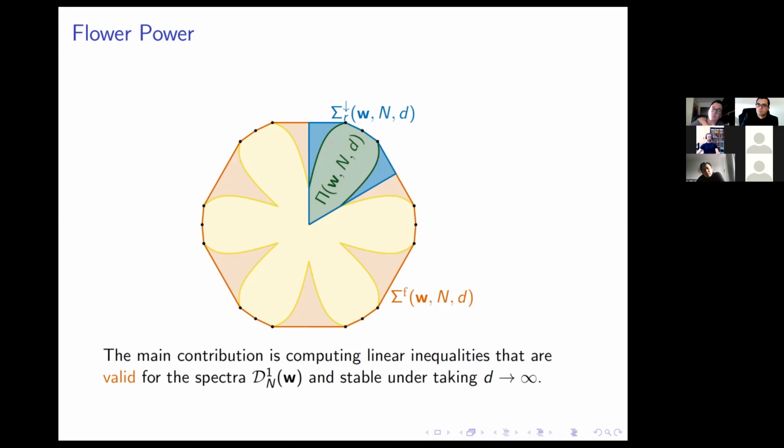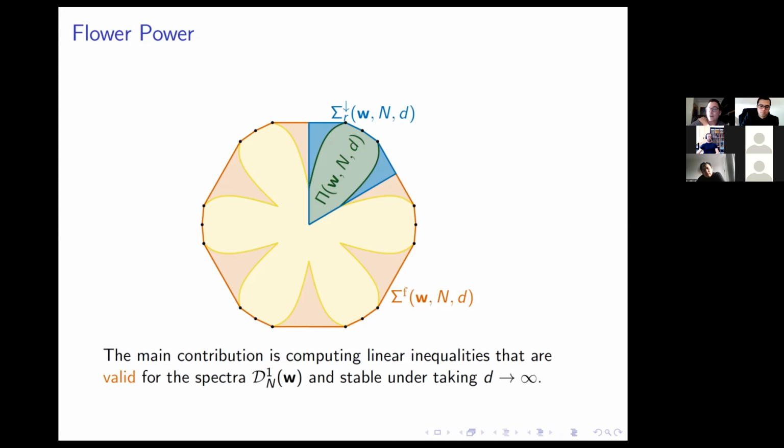Maybe the sum of the largest two plus the third largest is bounded by something. And all of these linear inequalities we are going to describe, and they are going to be necessary but not sufficient, because we are going to be capturing something bigger than the green petal. And our inequalities do not depend on D that much. So this is what we are doing.